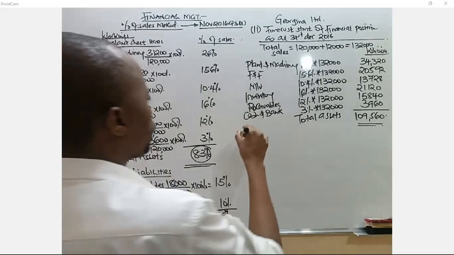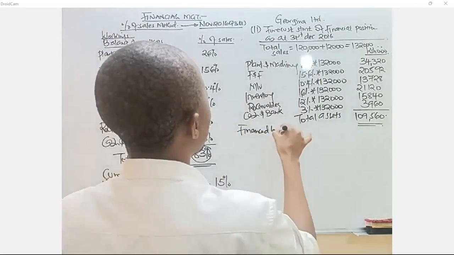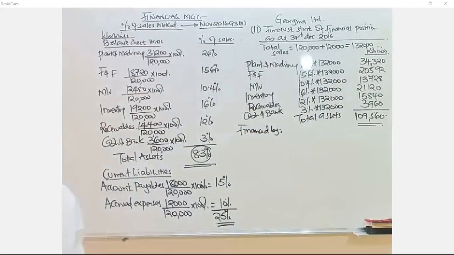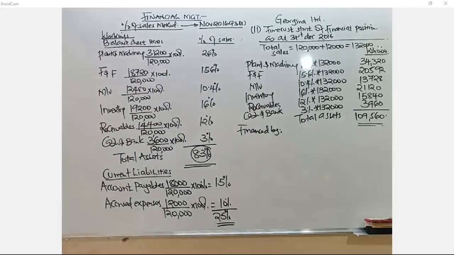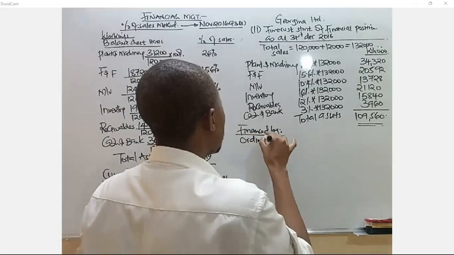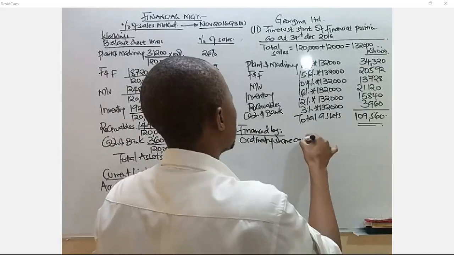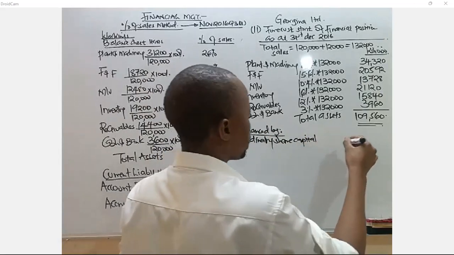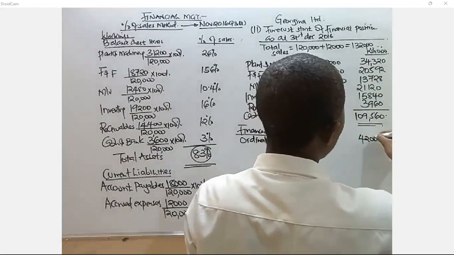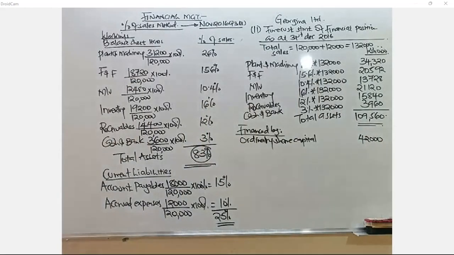So let us go to finance by. When I look at the format given by the examiner, we start with the ordinary share capital. We don't tamper with it. We just put the figure as given. Ordinary share capital given as 42,000.